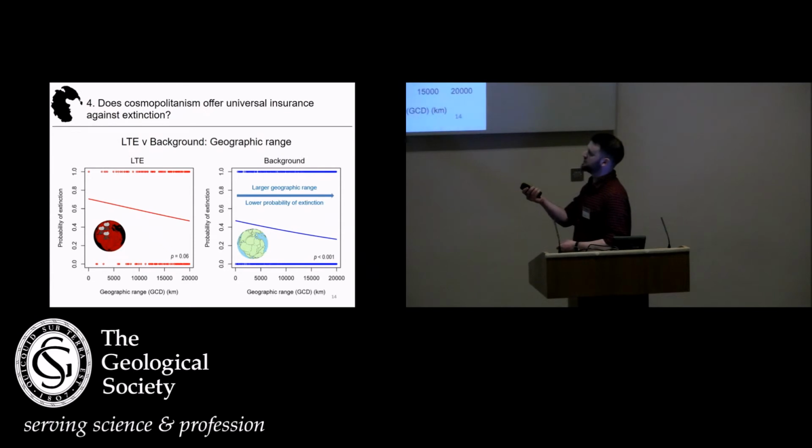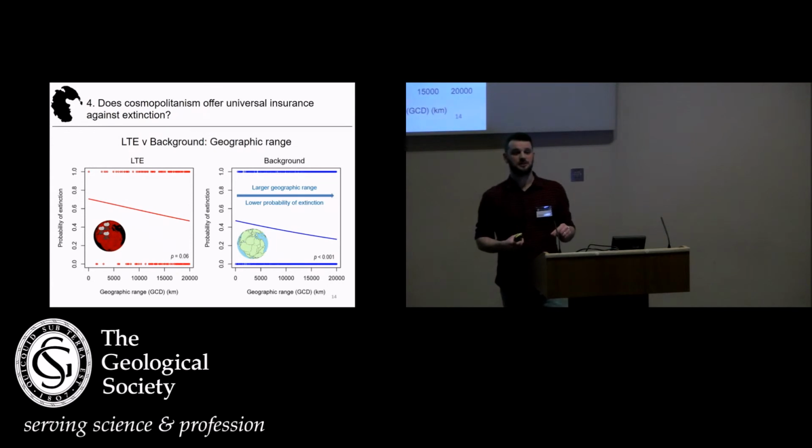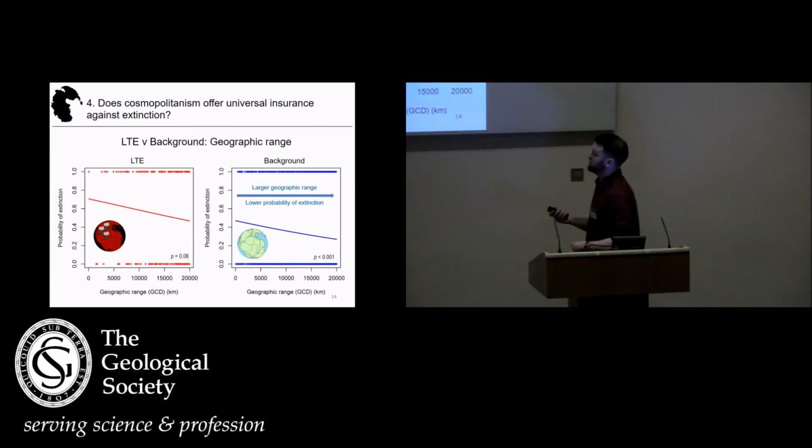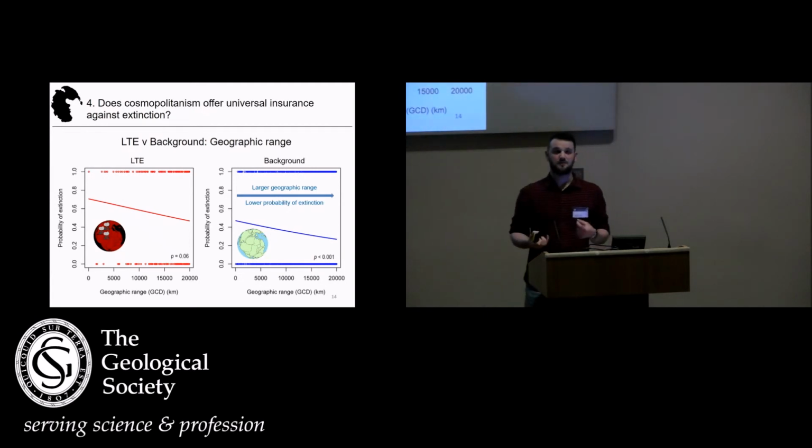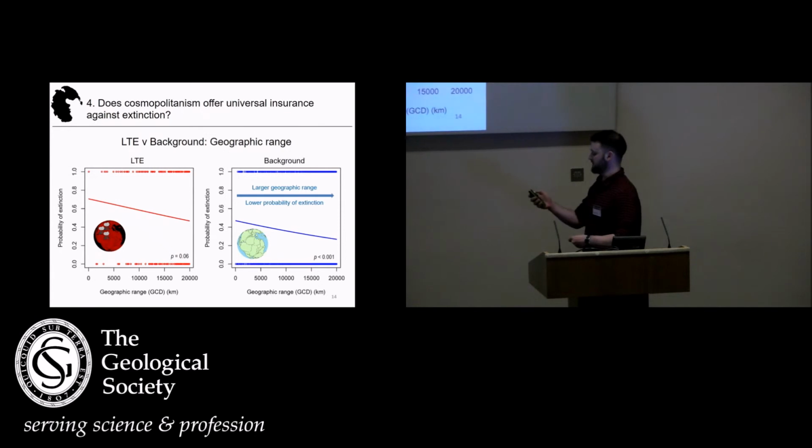One is that extinction probability is much higher in general. We'd expect that, as it's a mass extinction event. But also, the relationship is much less strong. So we still get higher extinction amongst our narrow-ranging groups, but this relationship is no longer significant. So this suggests that a wider geographic range offers much less insurance against extinction during these hyperthermal events.